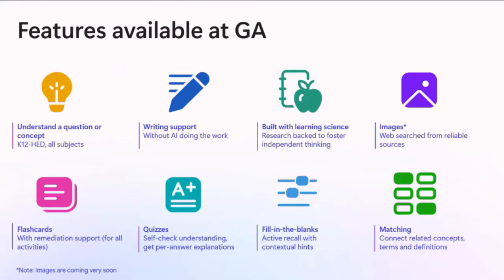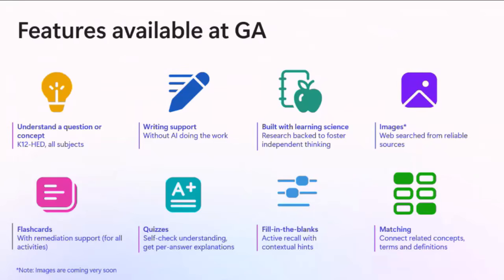Here are the features available at GA or right after GA. Again, the Study and Learn agent at this point is generally available in English US. We're making it available in other languages soon. What can you do with it? You can understand a question or a concept, K through 12 or higher ed, all subjects. You can get writing support. Images are coming soon. Today you will see them as links in the conversation. Embedding them in the flow of the conversation is coming. You can do flashcards, quizzes, fill in the blanks, and matching.